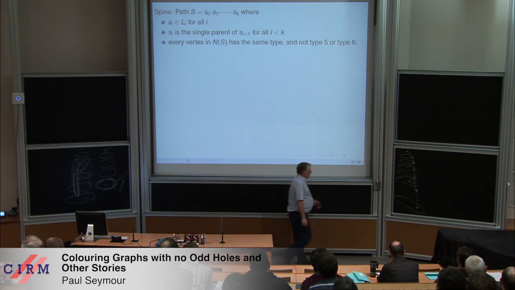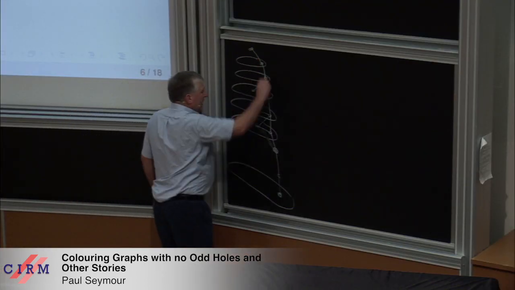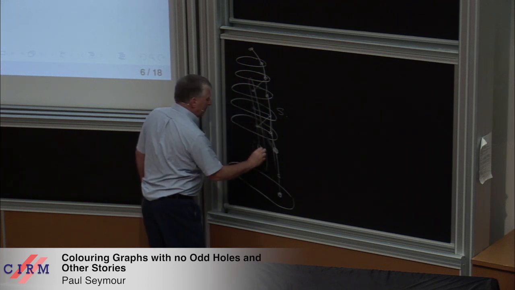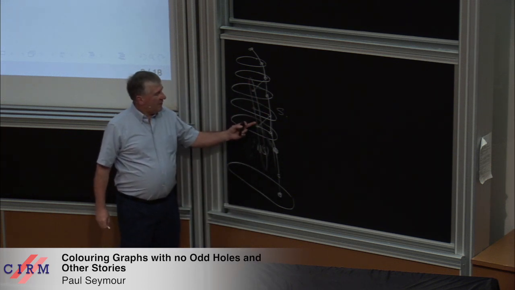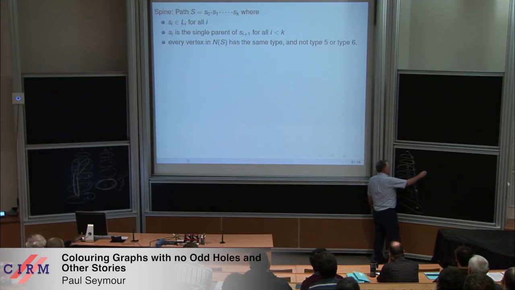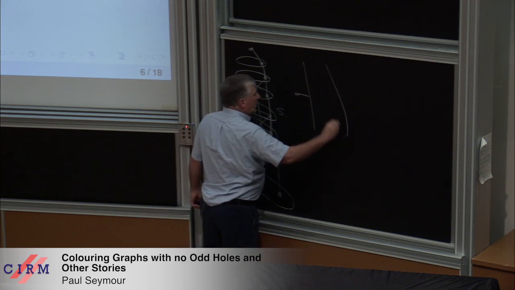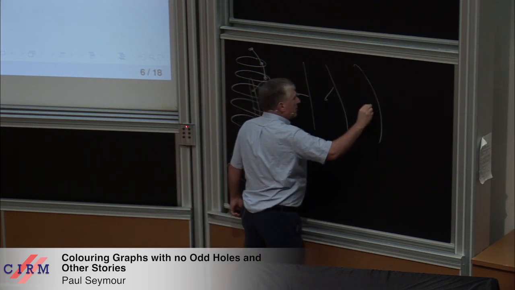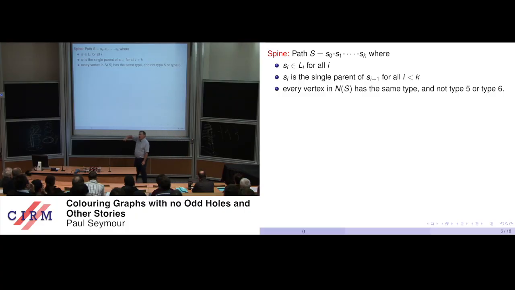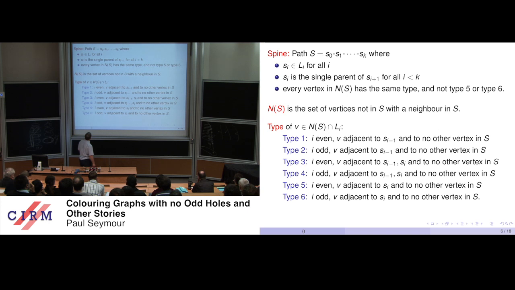And any edge is either inside a level or going between two consecutive levels. So if I call this path S, and the vertices attaching to S we'll call N of S, the vertices in N of S do three possible things. They can do this, or they can do that, or they can do that. But I also want to classify them as even height and odd height. So we'll think of it as six different types. Not that it matters.